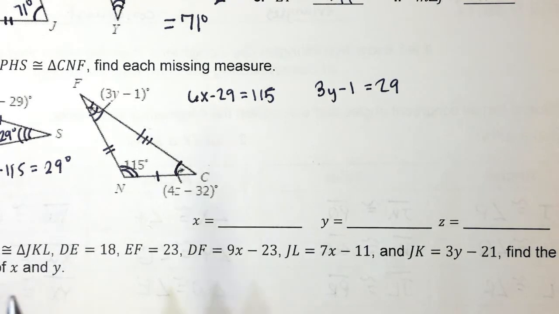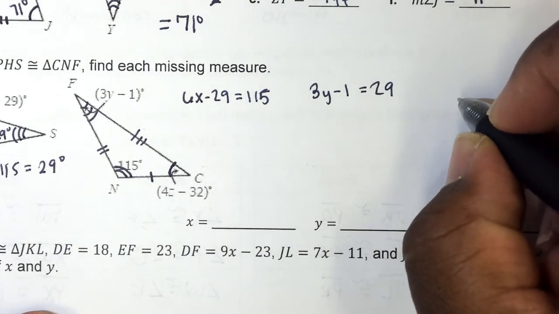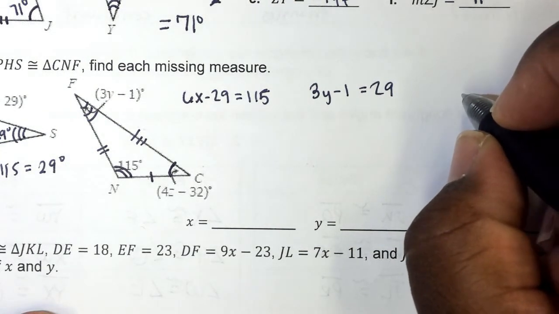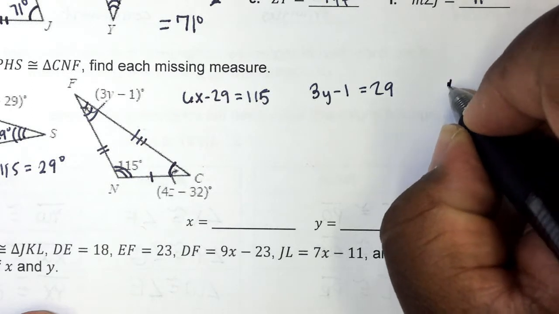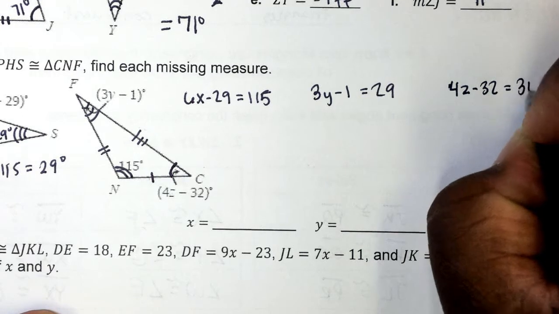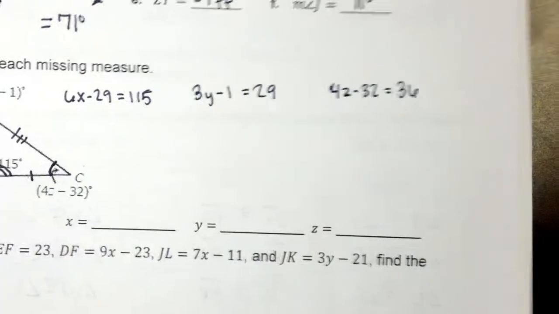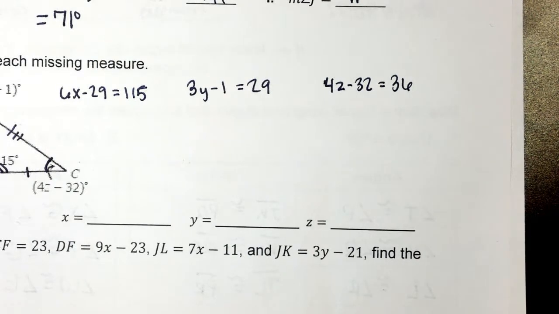Vincent, I'm going to let you finish this one off. Yeah. And the last equation should be easy for y'all to write because everything is there already. You just got to match up C and P. You got 4Z minus 32 equals 36. And then y'all need to solve for Z.